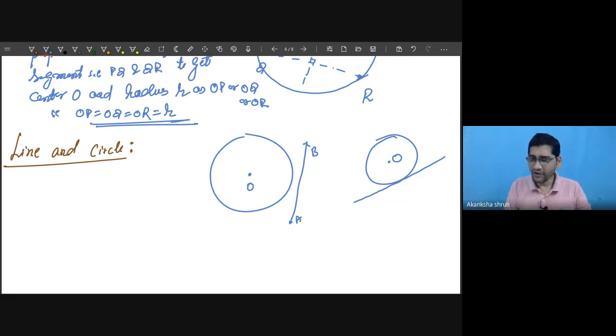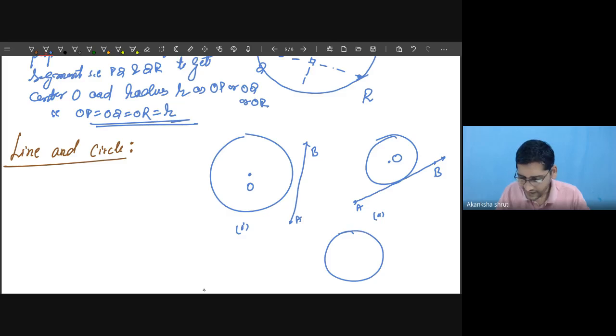Okay, students. Now let us consider a line and a circle. Then what are the possibilities when a circle and a line is there? Then the very first possibility is that the line is not intersecting the circle. The second possibility is that this line AB is just touching at only one point of the circle. And the third possibility is that this line can cut at 2 points. Let these 2 points where this line is cutting it be P and Q. So this is the third possibility.